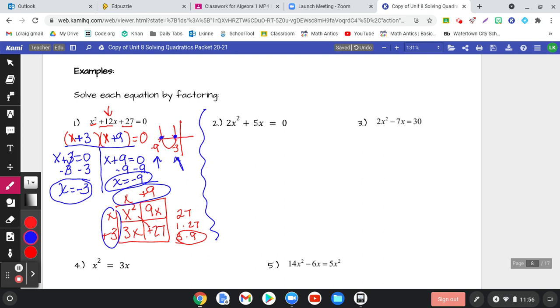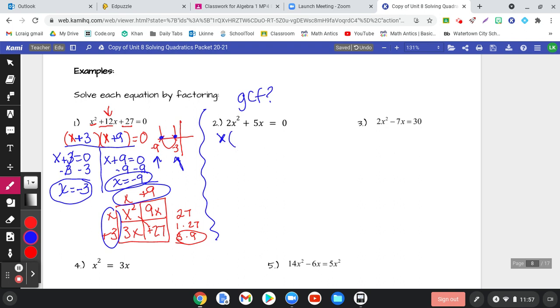All right, this one's different. Remember, you want to ask yourself, is there something in common? Is there a GCF? In the last one, there wasn't. In this one, there is. What do both terms have? They both have an x. So I'm going to pull that out.